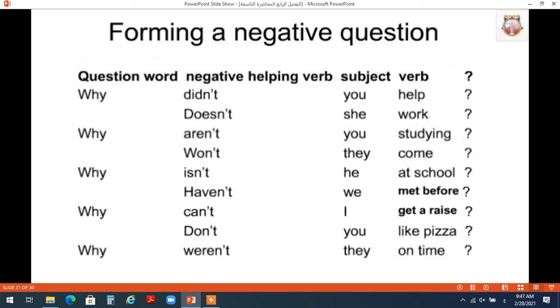And then you will have either the main verb of the sentence, or the other remaining elements of the sentence. For example, if you have the verb help, work, studying, come, met, before, get a raise, like, pizza, or sometimes you have just an adverbial, for example, at school or on time. So this is the rule of making a negative WH question.